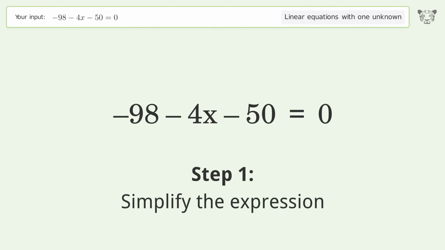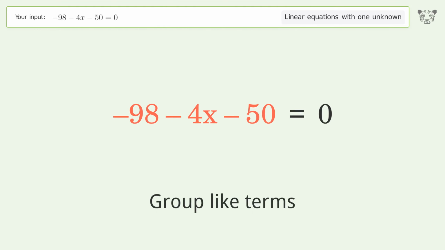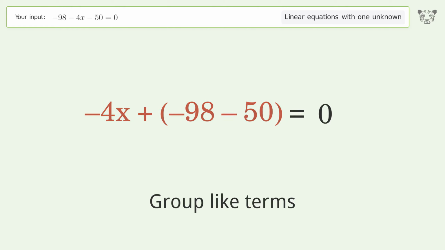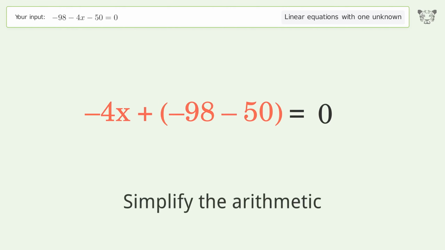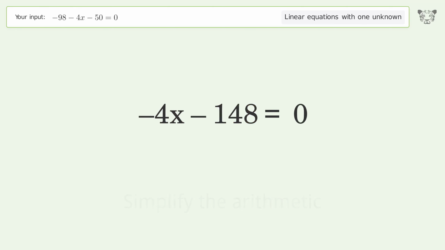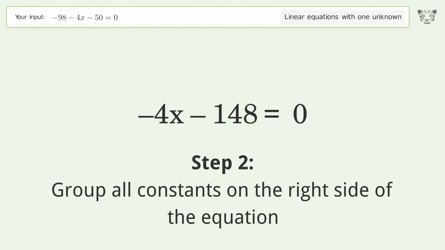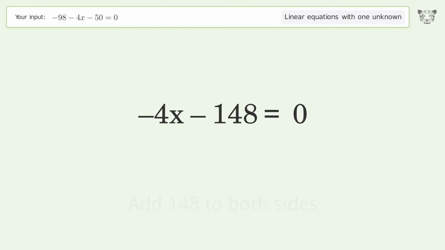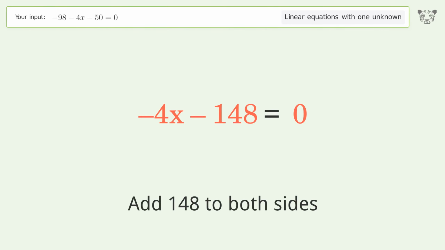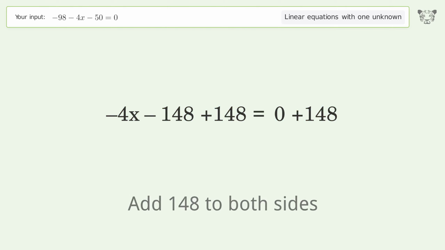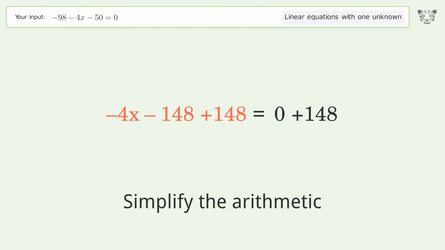Simplify the expression. Group like terms. Simplify the arithmetic. Group all constants on the right side of the equation. Add 148 to both sides. Simplify the arithmetic.